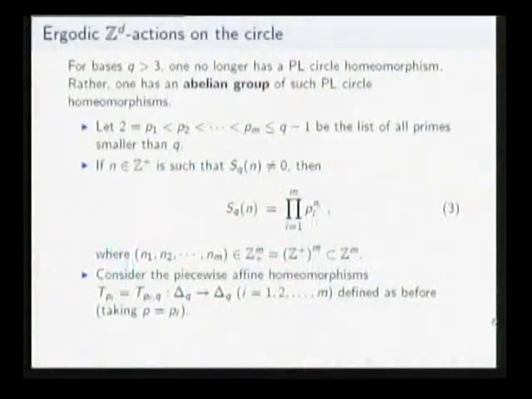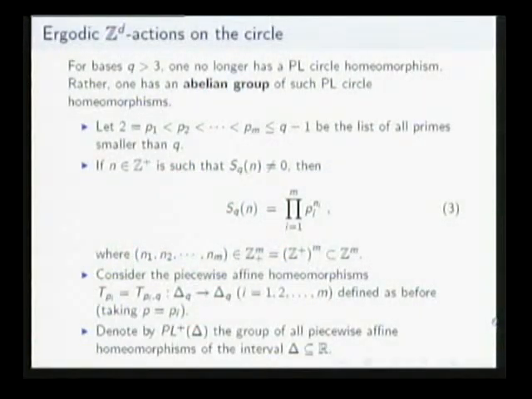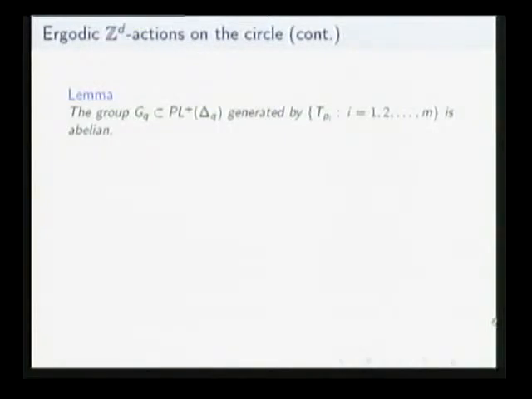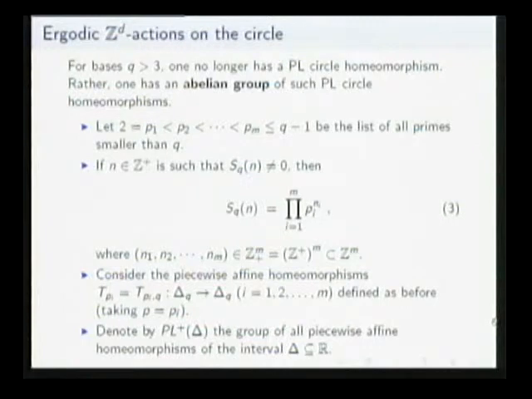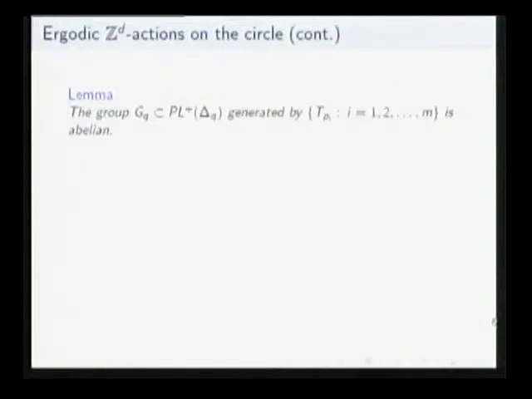So now you can use a little bit of ergodic theory of abelian actions. So let me just make a digression. I'll denote PL_+ the group of orientation-preserving piecewise linear homeomorphisms of this interval, delta. First thing is that this group, so what is this group? The group is the group generated by these transformations here. Okay? So this group, G sub q, is abelian. So this is what I just told you.